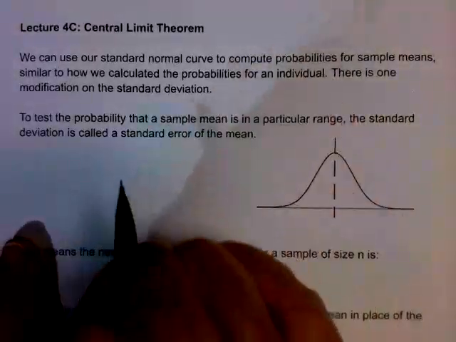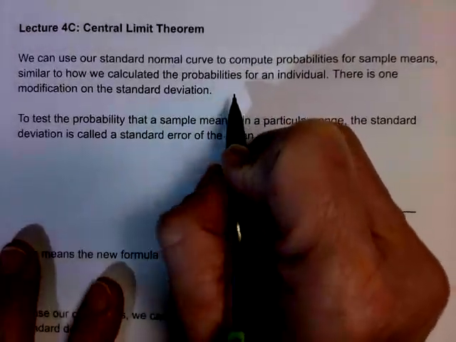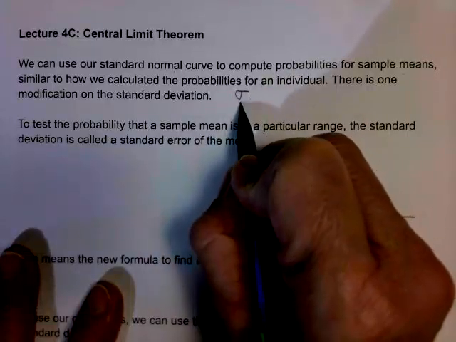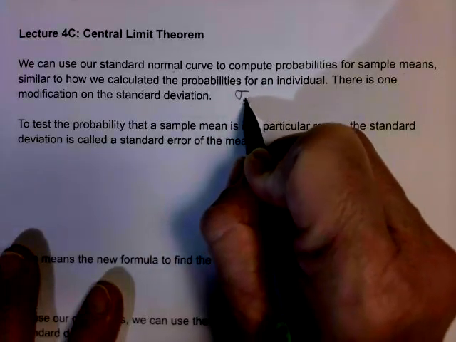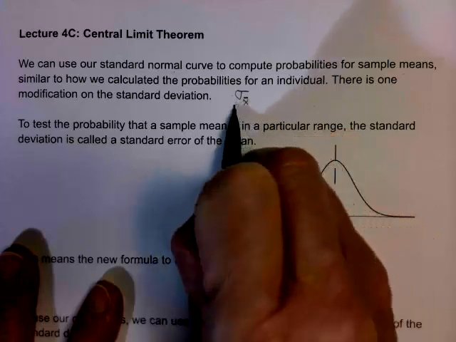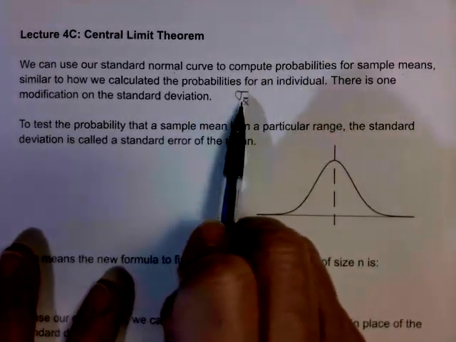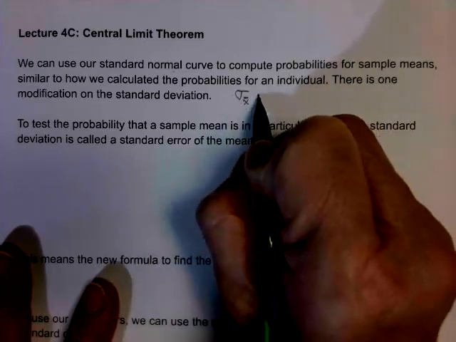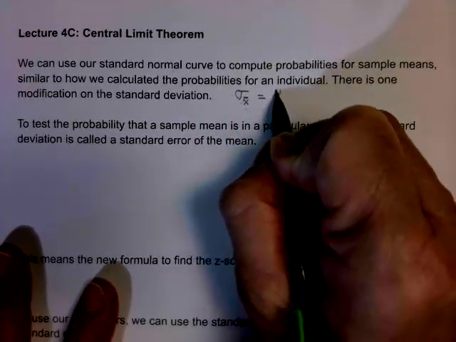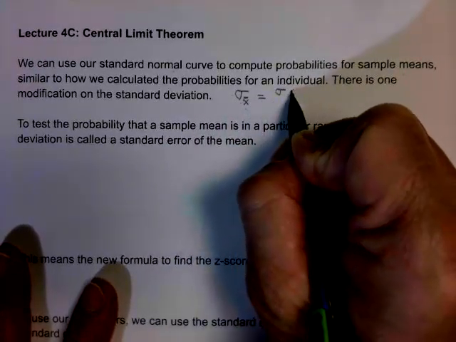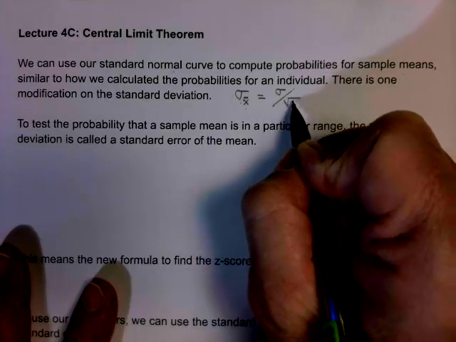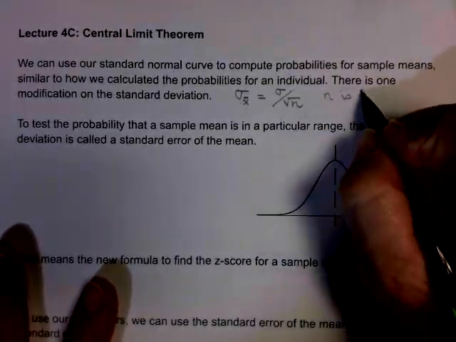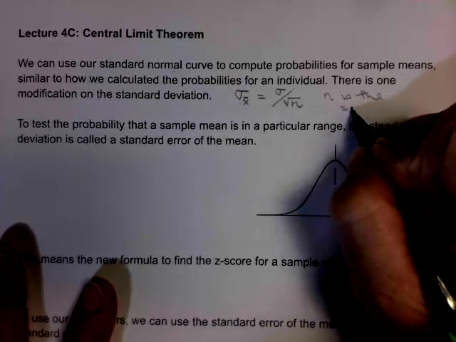And so the new standard deviation, if we're talking about a mean, we're going to do sigma, and then we subscript it with an x bar. So it's the standard deviation of the sample means. And that's equal to the original standard deviation divided by the square root of n, where n is the sample size. How many were in your sample?